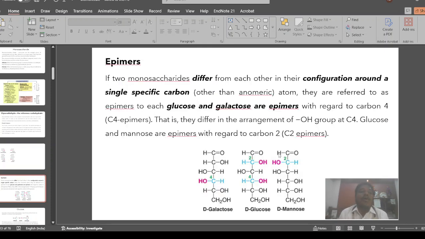Next, epimers. As I already discussed, glucose and galactose are epimers of each other. If you see the structures of galactose and glucose, in galactose the hydroxy group is on the left hand side, and in D-glucose it is on the right hand side. The rest of the structure is similar and they have the same formula. Only at one position are they structurally different.